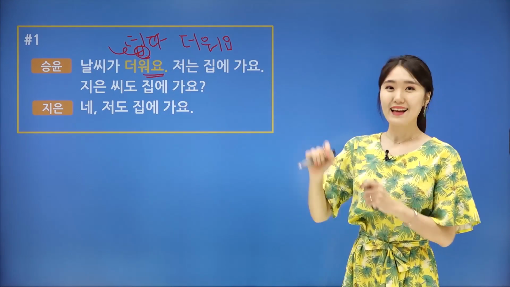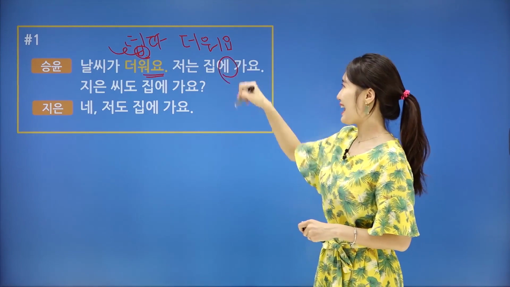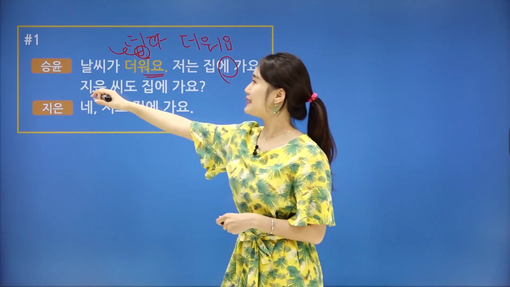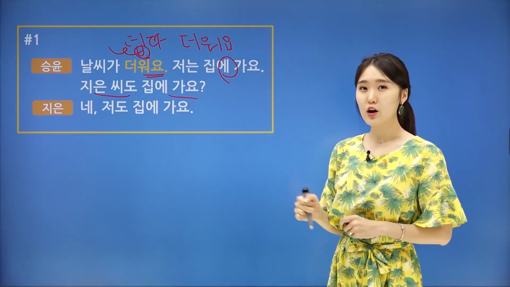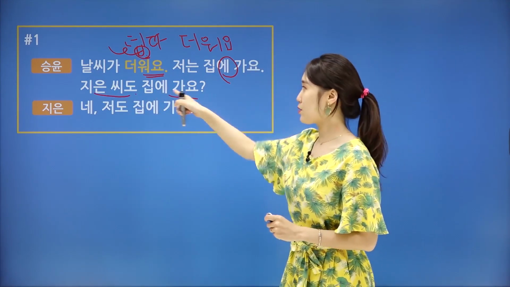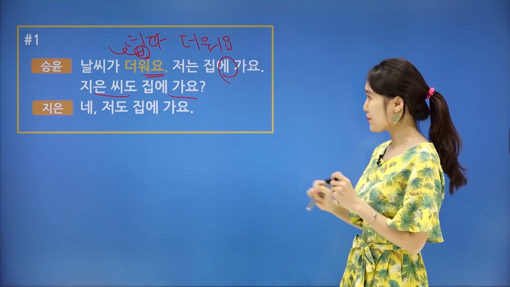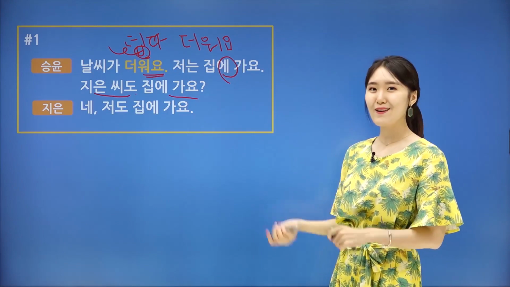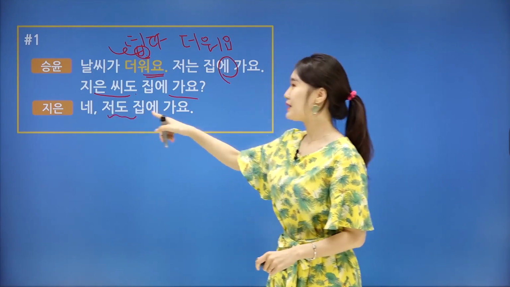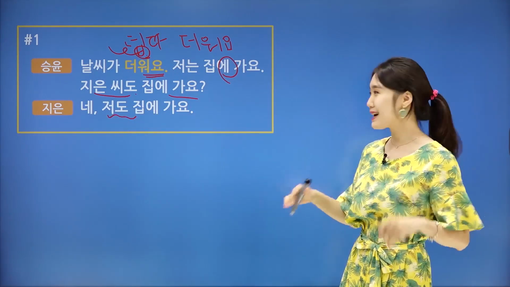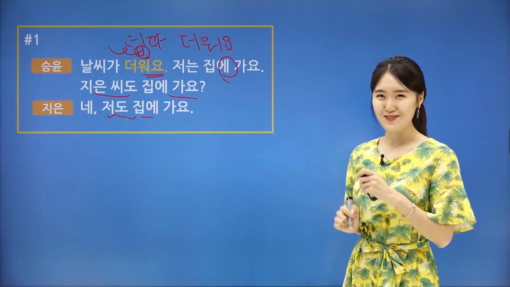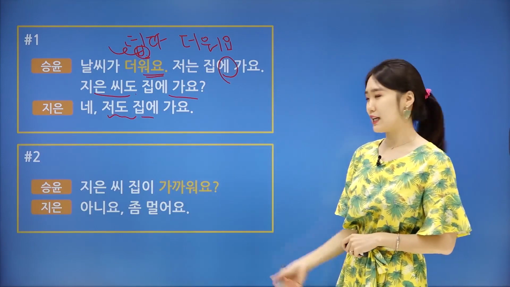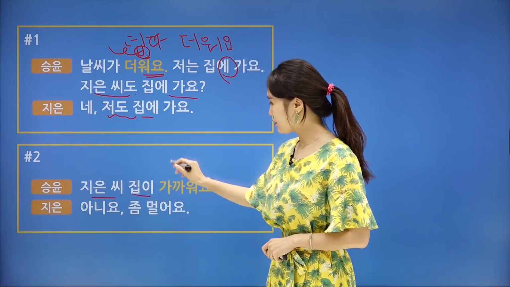저는 집에 가요. 집에 I go back home. 집에 가요. 지은 씨도 집에 가요? 지은, are you also going back home? Do you go back home? 집에 가요? 네. Yes. 저도 집에 가요. Me too. 저도 집에 place noun. 집에 가요.